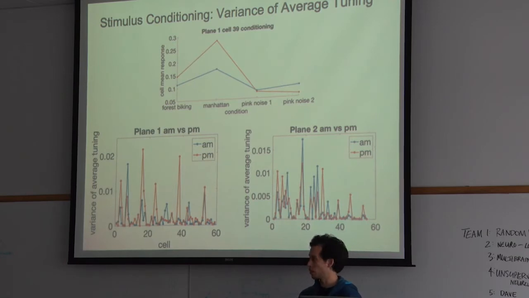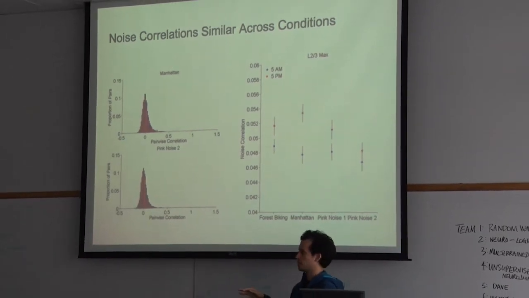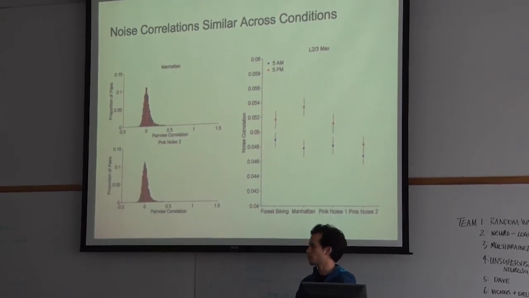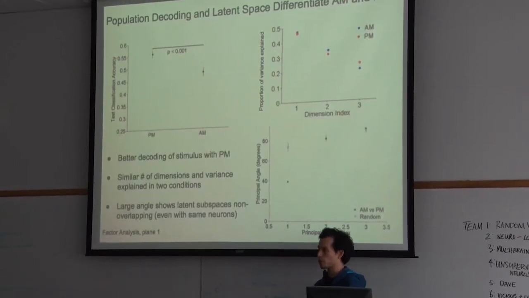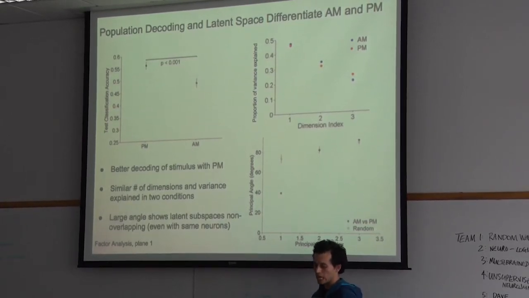We looked at noise correlations, and the effects were actually a little bit smaller and more localized to a few of the conditions, a scene of Manhattan and pink noise. Moving on, we wanted to do something with the population, so we tested classification decoding. We wanted to decode between these four conditions, and we found that there's better decoding accuracy with the PM data versus AM. That's what we're showing here.